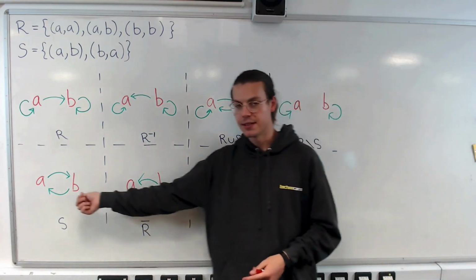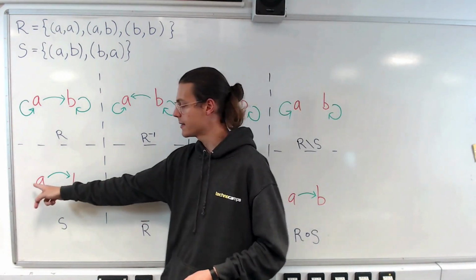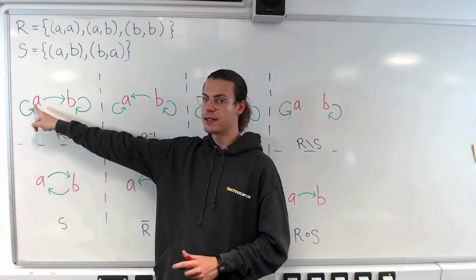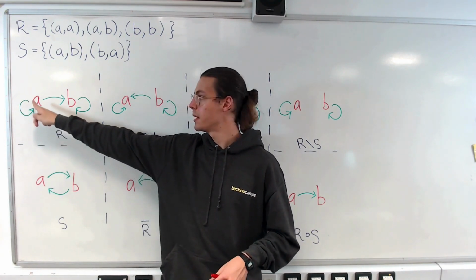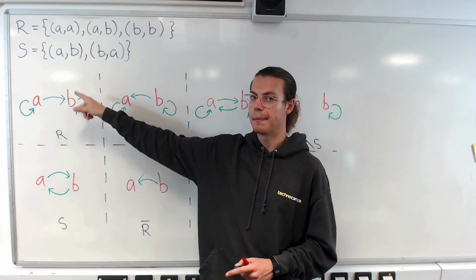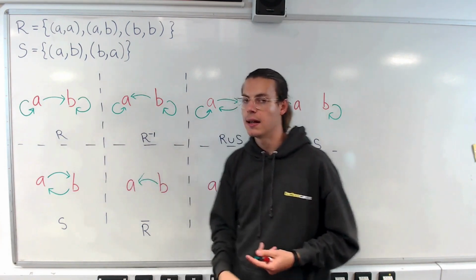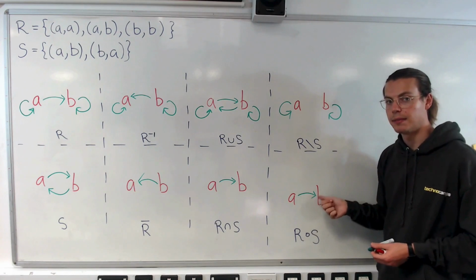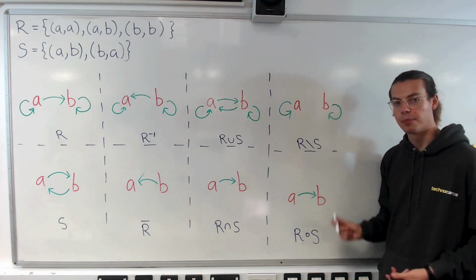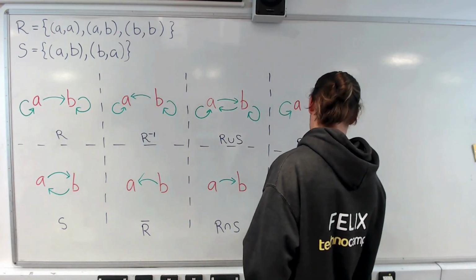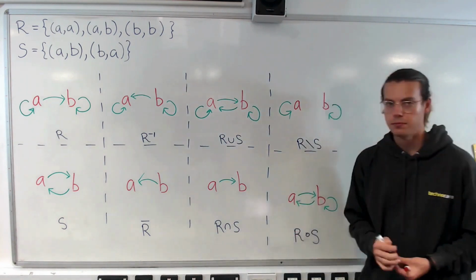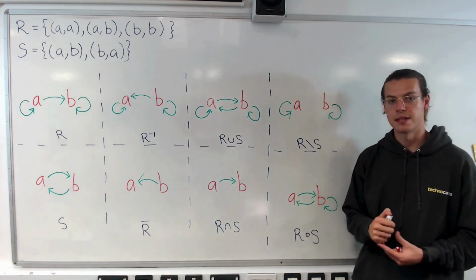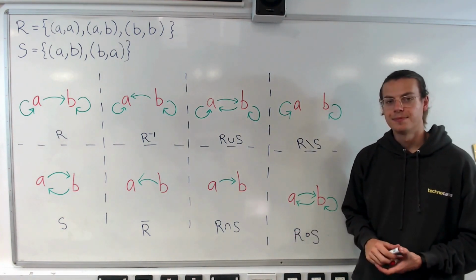B is related to just A by S, and A is related to both itself and B by R, so B is related to both A and B by the composition. And that's the composite relation. And we're done.